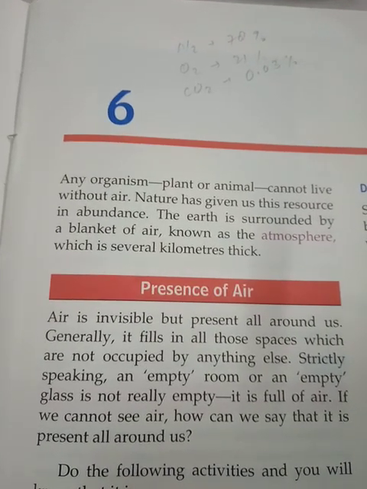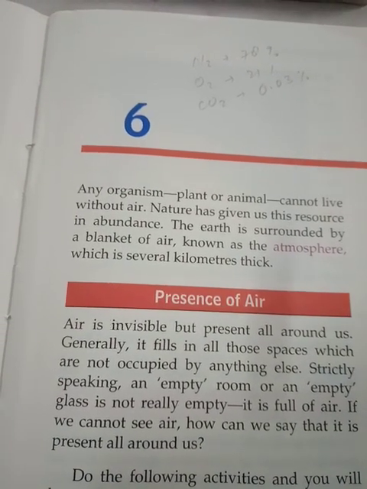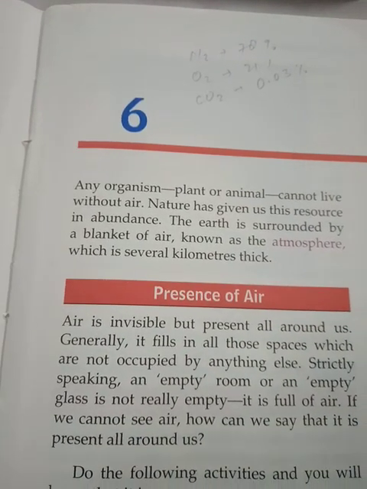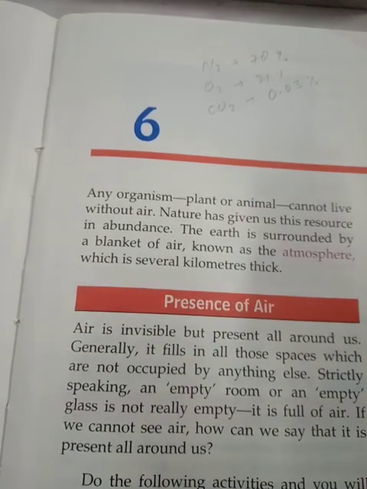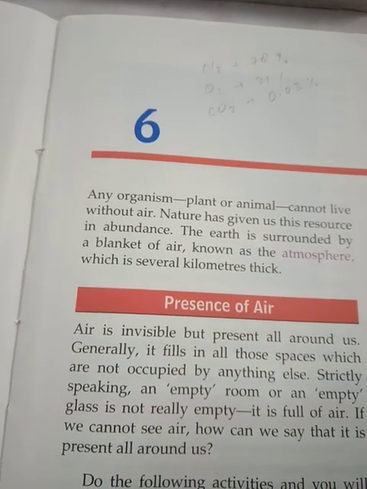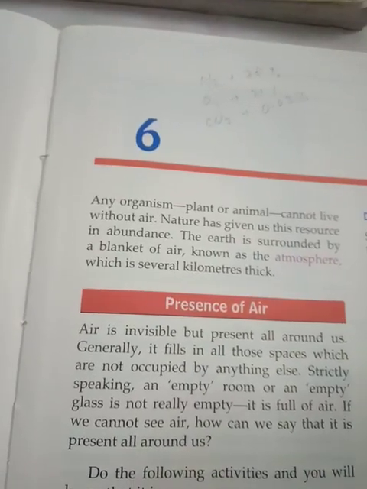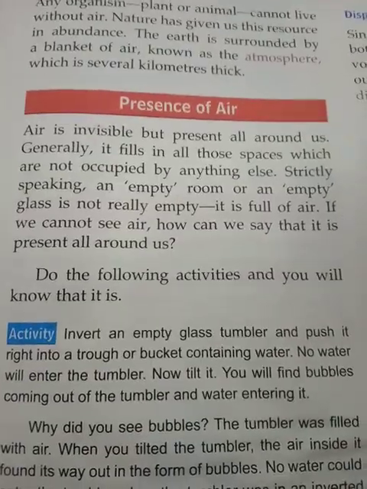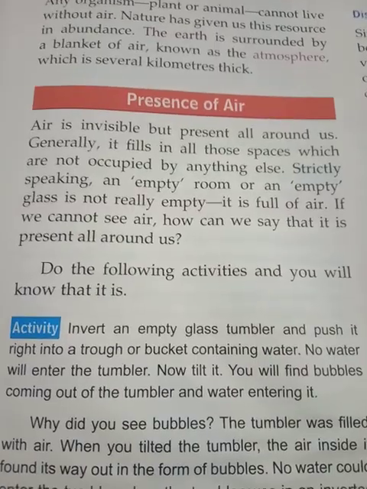For example, we are sitting in a classroom, and if no student is there, then we say the whole room is empty. But in actual condition, nothing is empty. There must be some gases present. But now the question comes, how can we identify that some air is present? So here we are doing an activity through which we find out whether air is present in anything or not. So here is an activity.